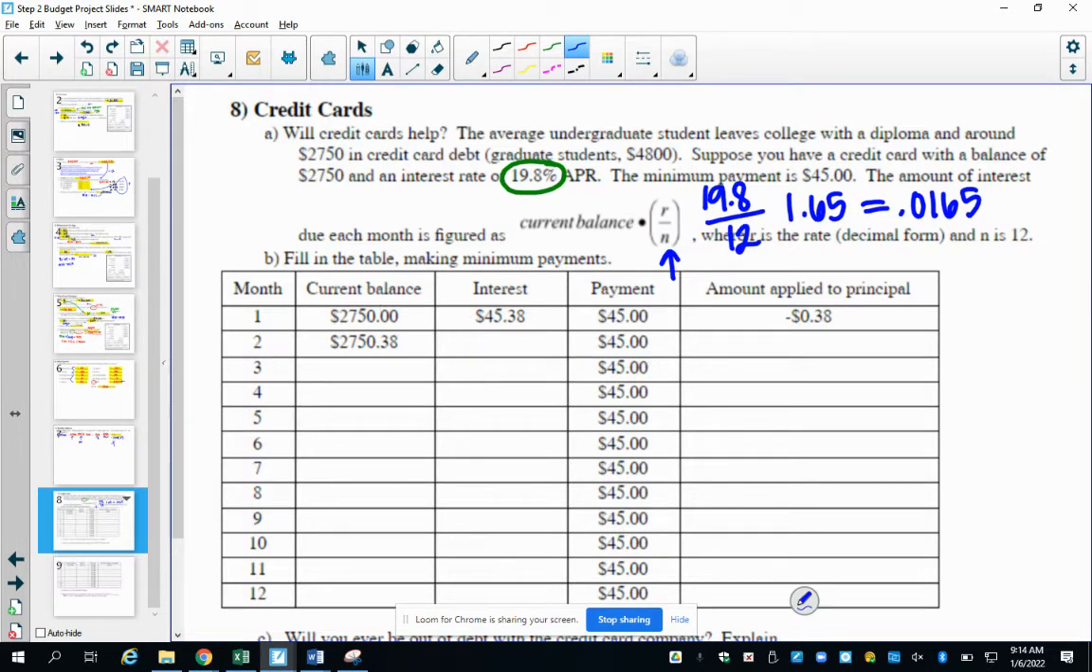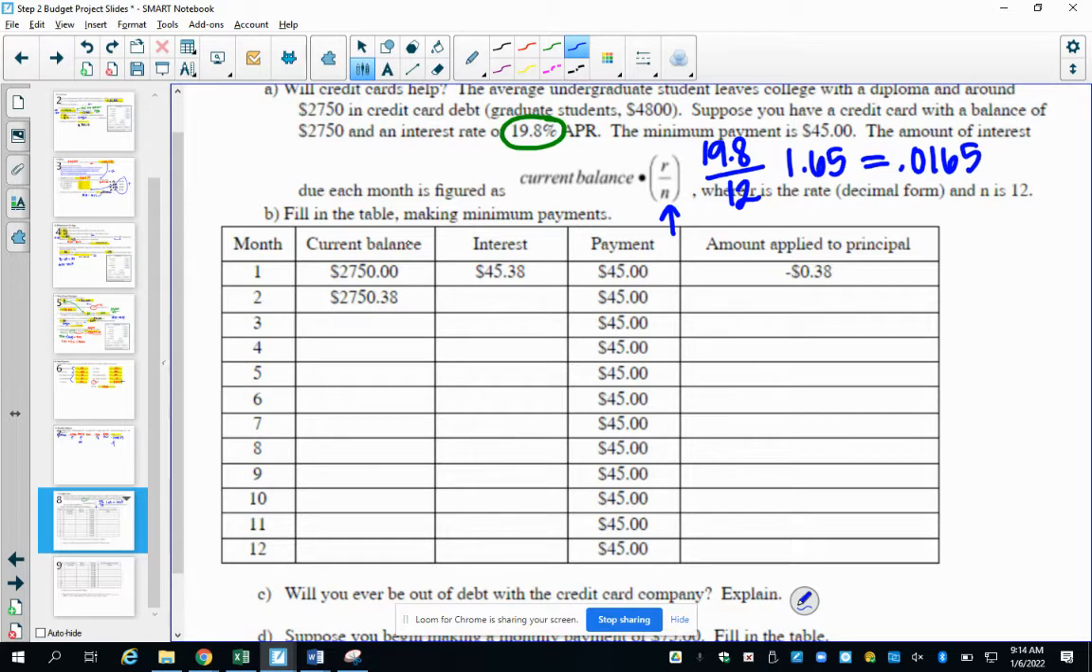In this table, you're going to fill out this table. We're going to take the current balance times what they're charging us per month, the rate divided by 12, which again is that 0.0165. Everybody's chart is the same, so you can be filling this out right along with me. So 2,750 times 0.0165 gives you $45.38 in interest. That's how much you had to pay the bank just to borrow that $2,750. They're saying, sure, we'll give you $2,750, and then you have to pay us an extra $45.38 this month, because you still owe us that.